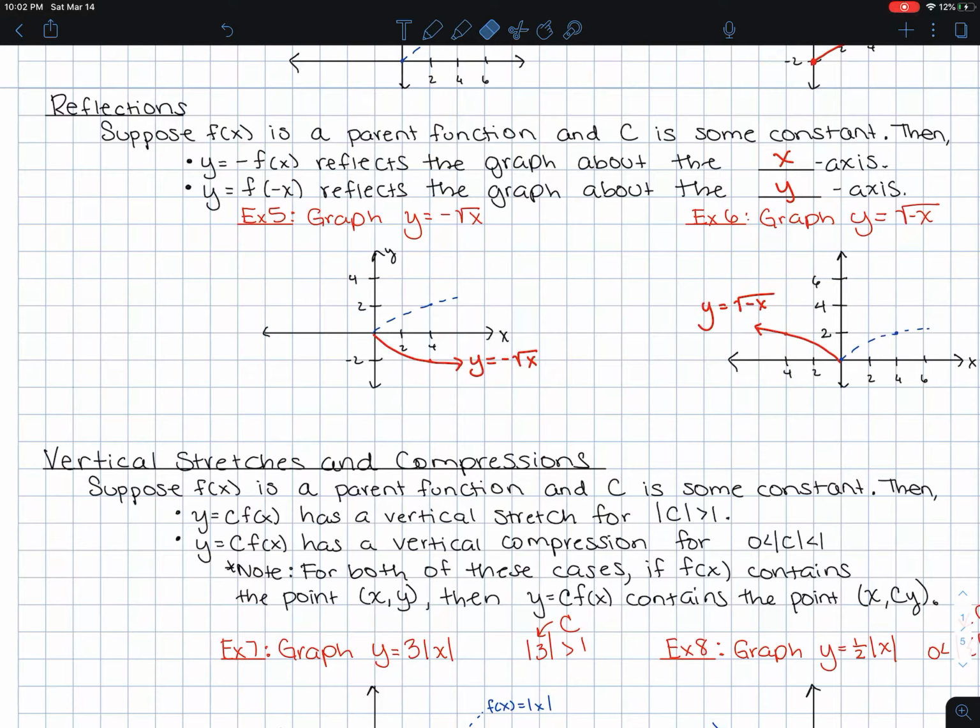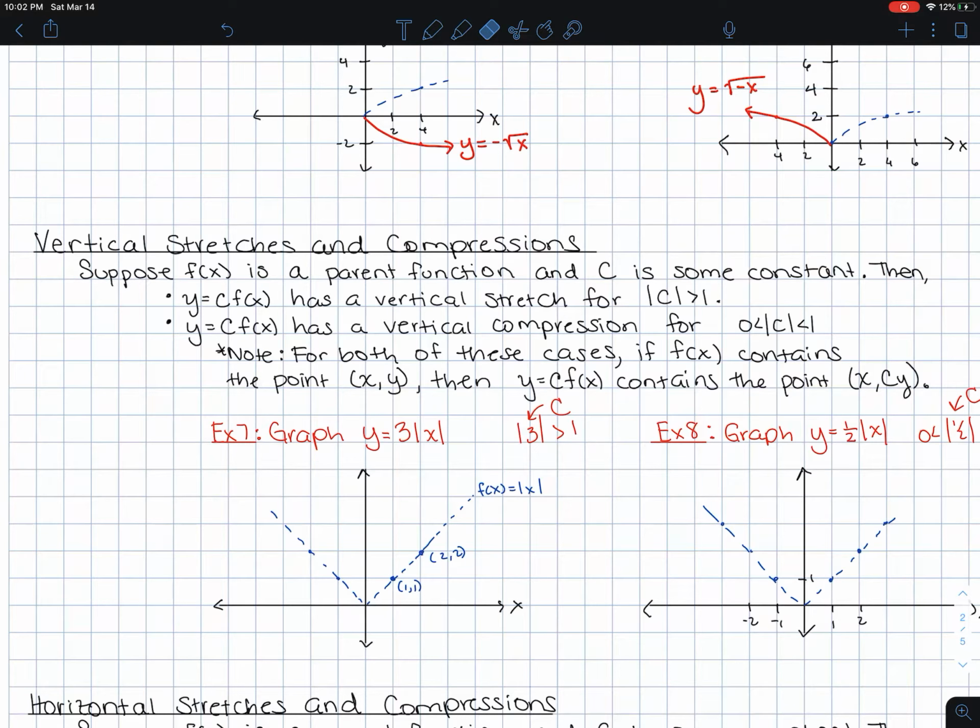Hi, this is part 2 of section 1.5, graphing techniques using transformations. Last video we ended with reflections. Let's go ahead and continue with vertical stretches and compressions.